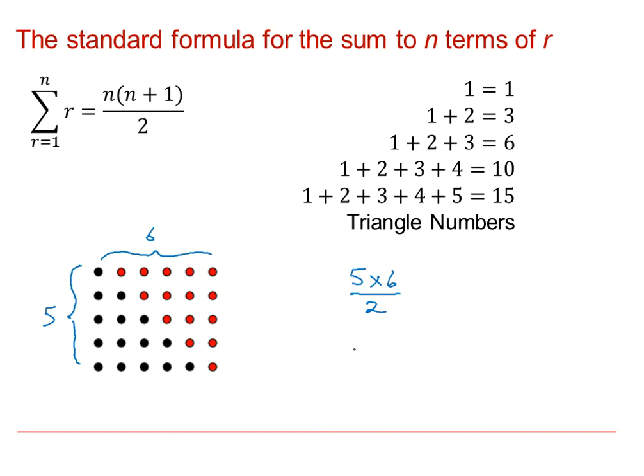So we need to divide that answer by 2. To find the sum of the black dots, it is the sum of integers starting at r equals 1 and finishing at 5. We can see that it is the total area of the rectangle, 5 times 6, over 2, which is of course 15. So there's a little demonstration that this formula, n times n plus 1 over 2, does work.